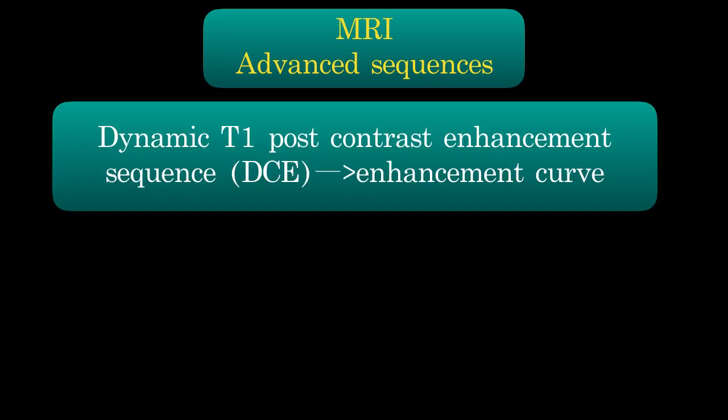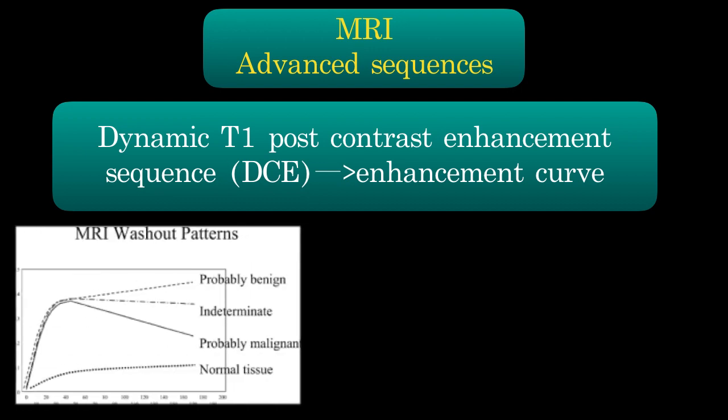Okay, another one of the advanced sequences for MRI is the dynamic T1 post-contrast enhancement sequence, what we call DCE. This type of MRI examination gives us an enhancement curve. The curves tell us the rate of enhancement, or the uptake of the contrast medium. Actually, by enhancement, we mean uptake of the contrast medium.